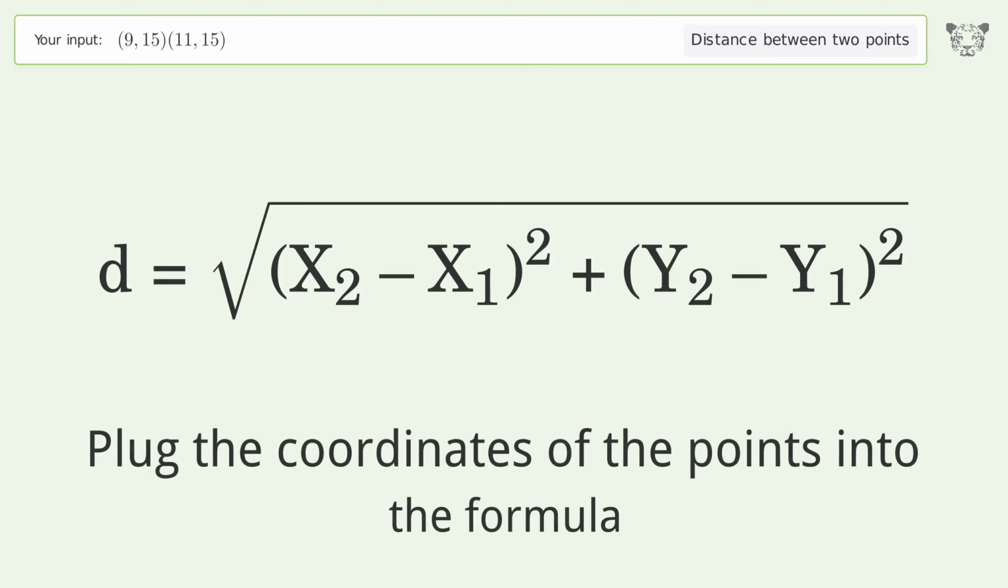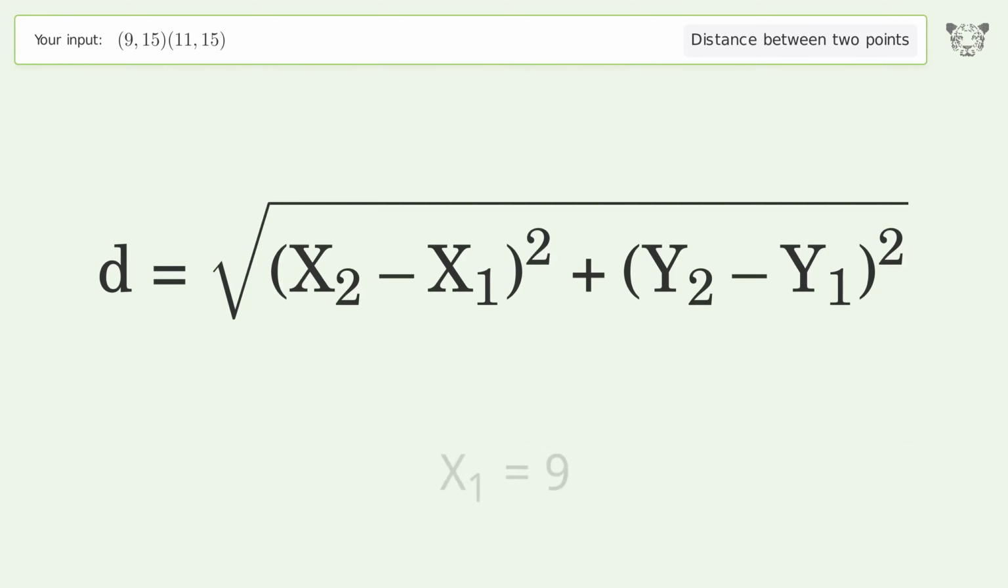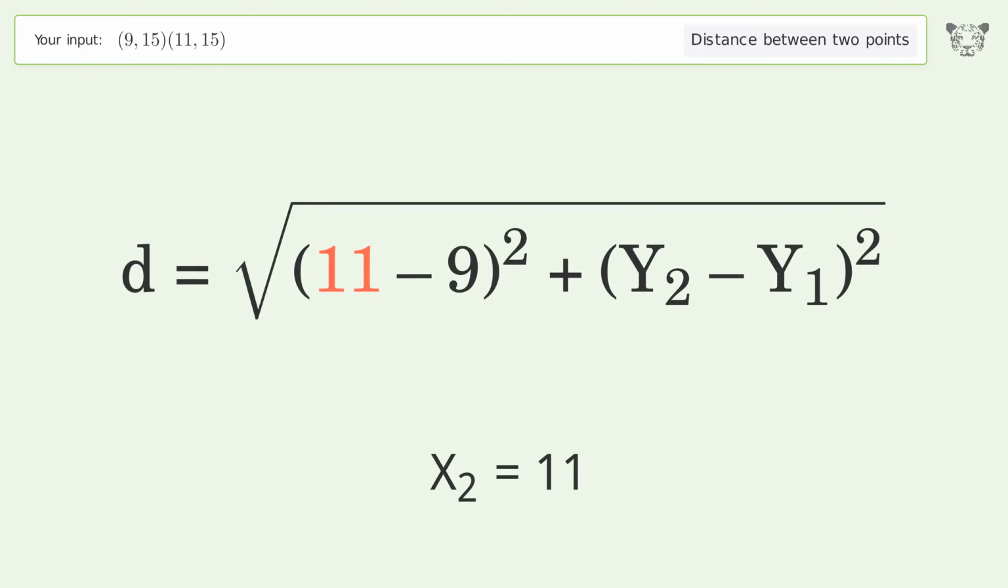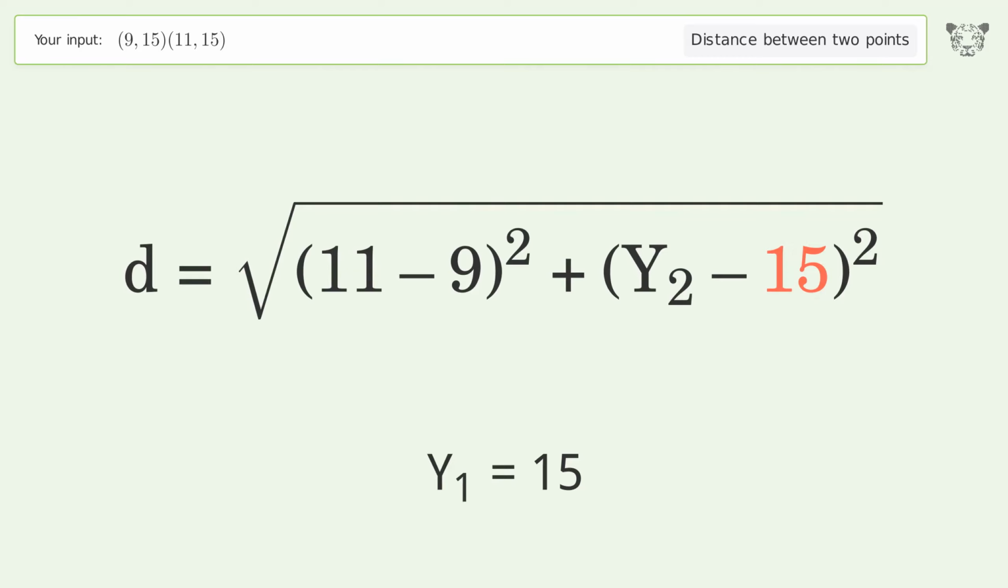Plug the coordinates of the points into the formula. x1 equals 9. x2 equals 11. y1 equals 15. y2 equals 15.